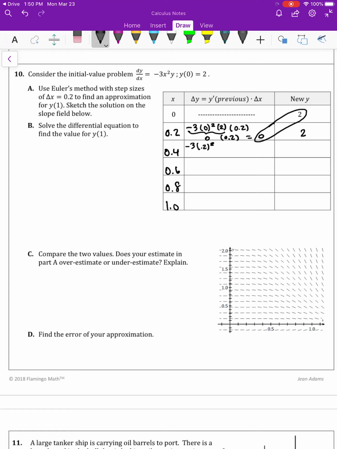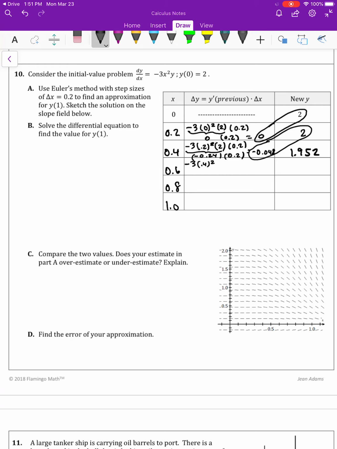And then you go to the next one, -3 times, this time you're using that point. And so that's your x value, that's your y value. This is your dy/dx, and again, you're multiplying by delta x. So this is going to give you -0.24 times 0.2, and that's going to give you -0.048. And then you add that to your y value, add those two, and 1.952 is your new y value. So your new point is 0.4 comma 1.952.